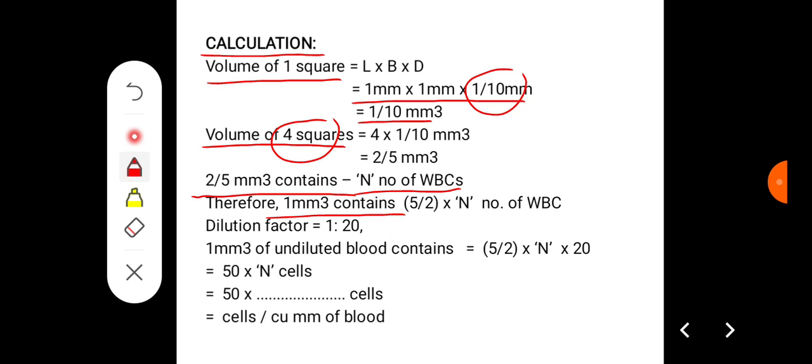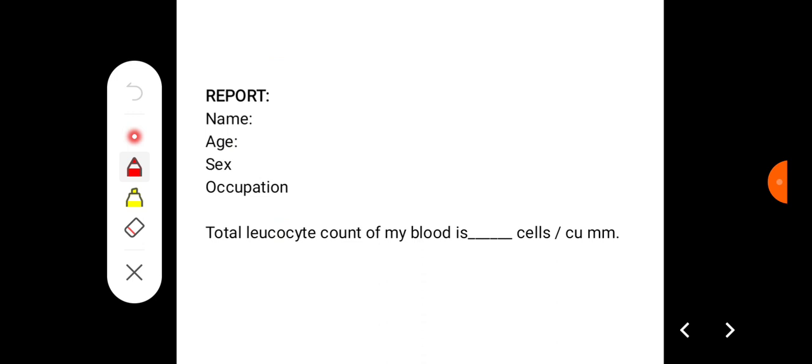And as we know that the blood is diluted in the proportion of 1 in 20, 1 cubic millimeter of undiluted blood contains 5 by 2 into n into 20, that is 50 into n number of cells. So that gives the number of cells in a cubic millimeter or microliter of blood. The report has to be written in this manner, that is, the total leukocyte count of my blood is, for example, 5,000 cells per cubic millimeter of blood.